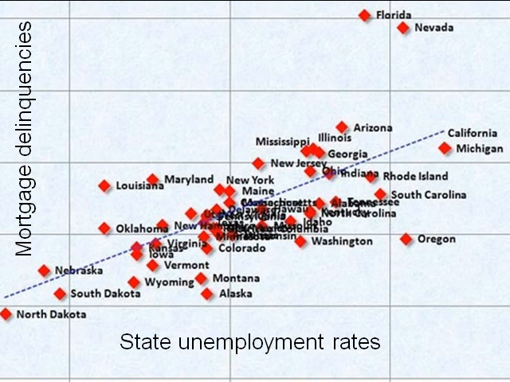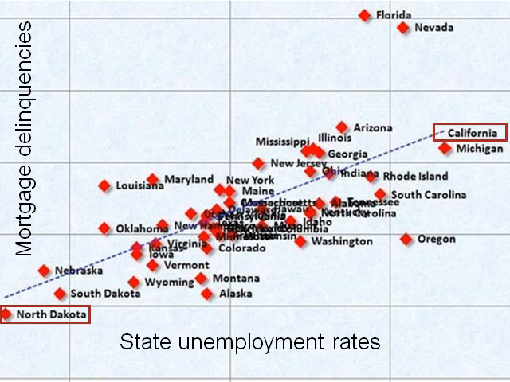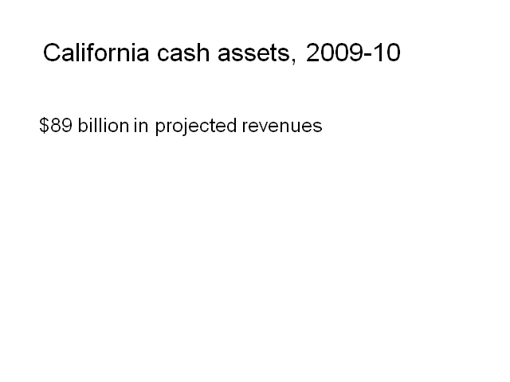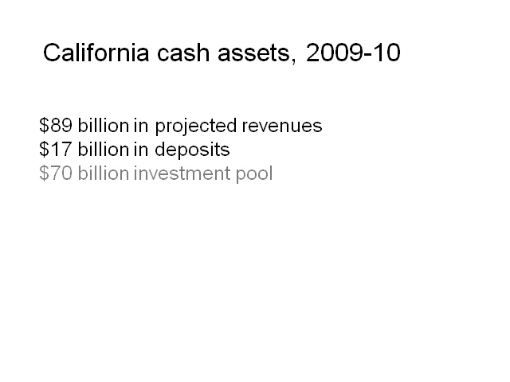In a comparison of state unemployment rates versus mortgage delinquencies, including foreclosures for the first quarter of 2010, North Dakota is clearly in the best shape of any state in the Union. Consider California, which is now teetering on insolvency. It has projected revenues for fiscal year 2009 and 10 of $89 billion, $17 billion in deposits, mostly in Wall Street banks, funds stashed in an investment pool managed by the treasurer of $70 billion.